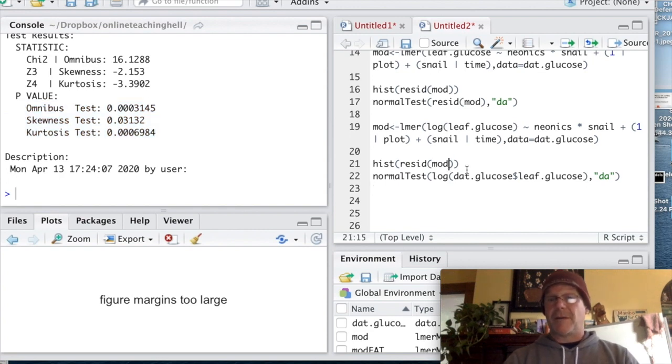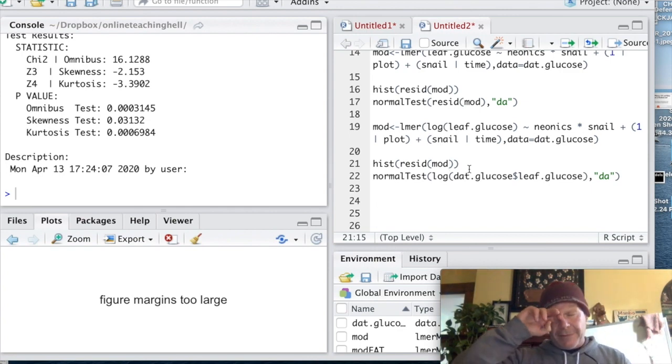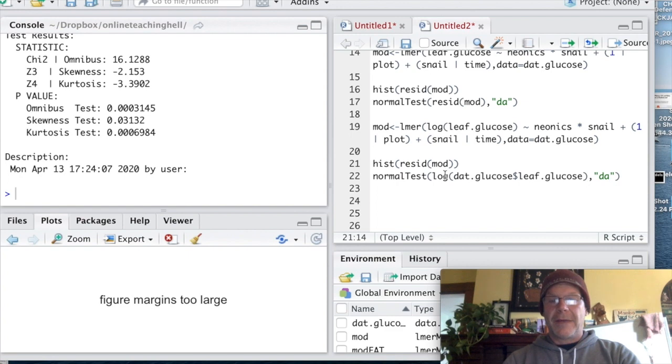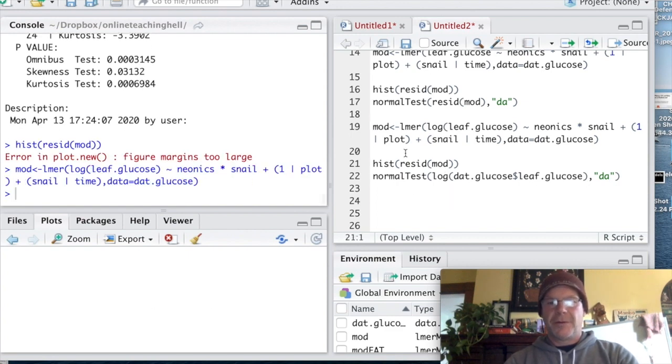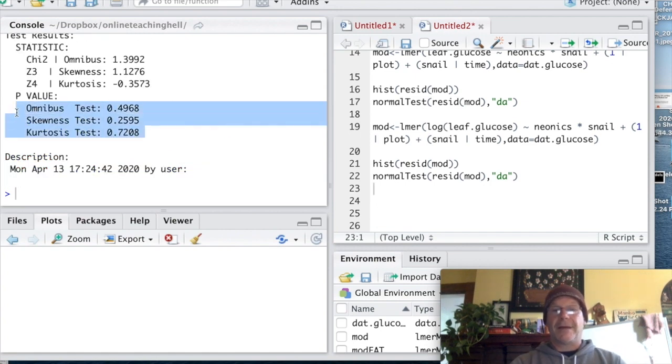The important assumption of our model is that after we remove all the variation from our fixed effects and control for the unknown components of the variation from our random effects, or just in the residuals in general, the residuals of the model are normally distributed. And we feel pretty good that indeed they are. So resid the mod, and there we have it. Okay, so we feel good.